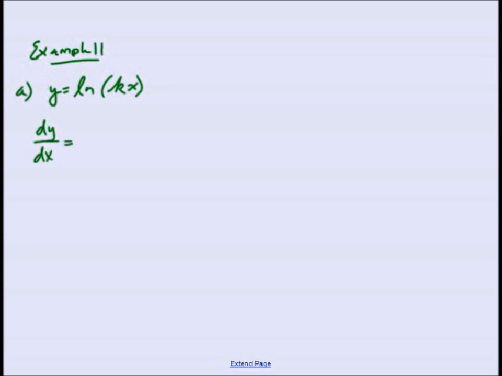Well, the derivative is, the numerator is the derivative of this function, which is k, divided by the function itself in the denominator, which is kx. Of course, those k's, k divided by k is just 1. They cancel. So this equals 1 over x as well. So special case, but still follows the basic rule.